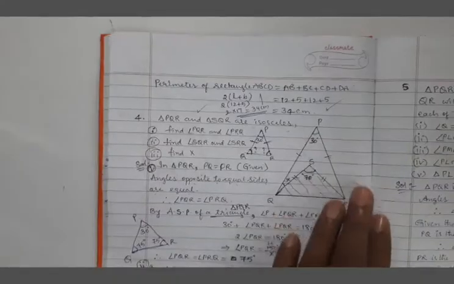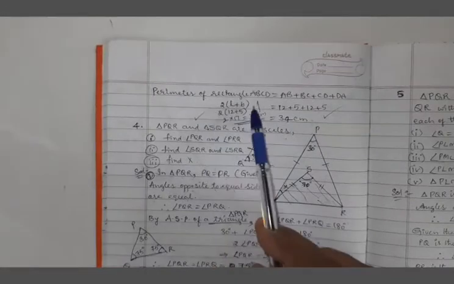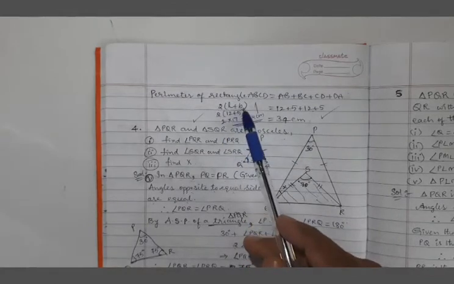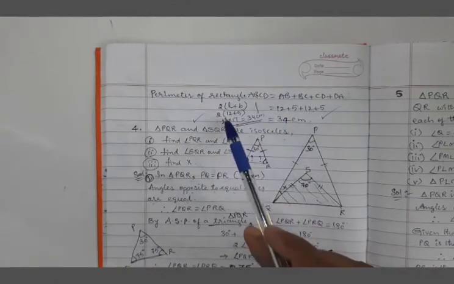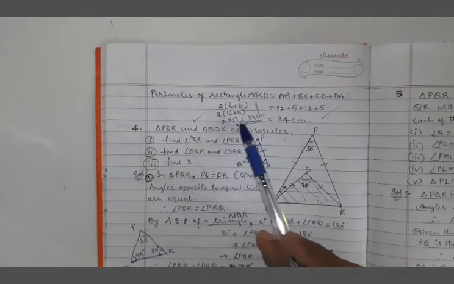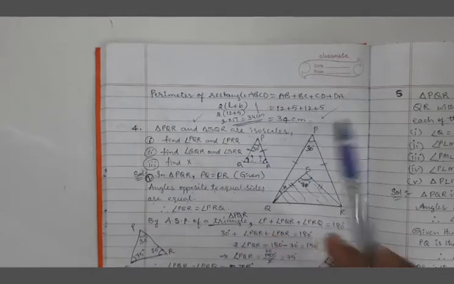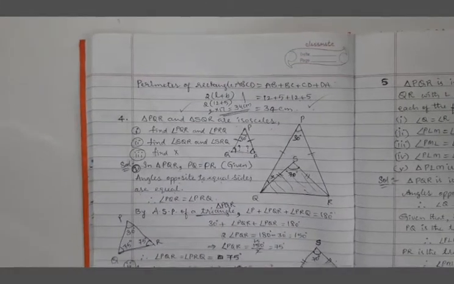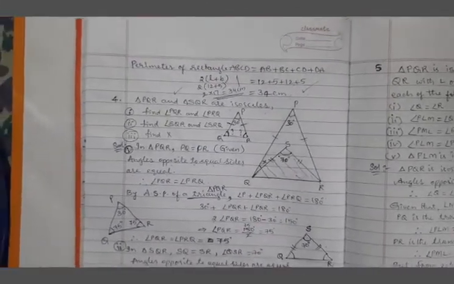Okay. Perimeter of the rectangle ABCD is equal to AB plus BC plus CD plus DA. Otherwise, you write 2 into L plus B, which is nothing but 2 into 12 plus 5, 2 into 17, 34 centimeters. This is the answer. So, moving to the next question, number 4.